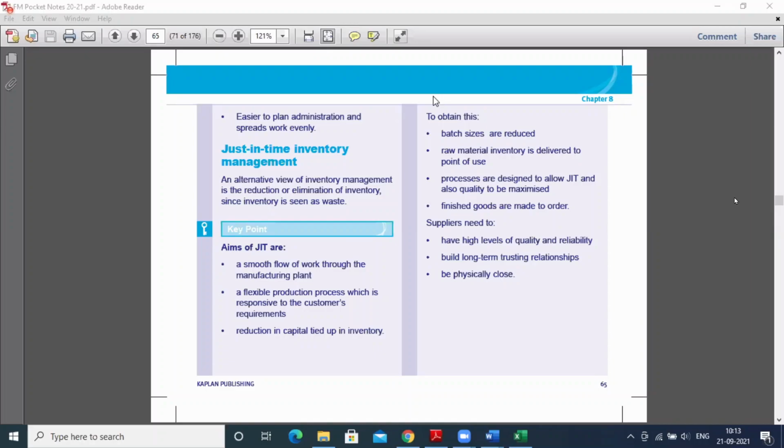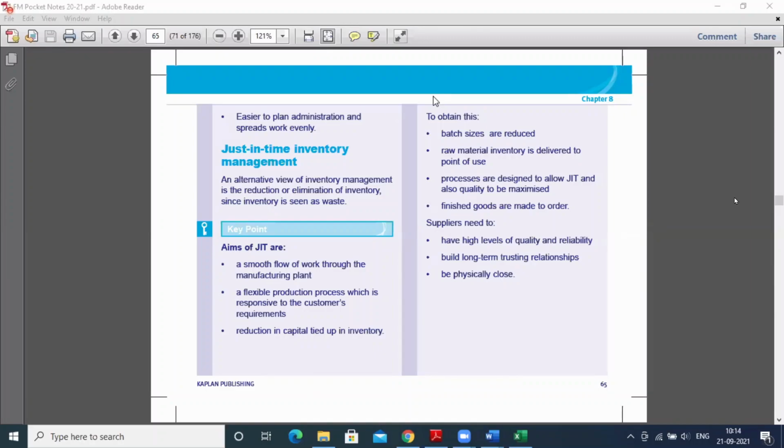Now raw material is delivered to point of use means, actually previous concept we discussed that first the purchase department will purchase the raw material and it will be sent to the stores department. Then stores department will store it for certain time, and again from the stores department it goes to the production department. This is the process. But what just in time says is, instead of this process, directly raw material will be sent to the production department. So unnecessarily the holding period will not be there. I hope you understood my point, right?